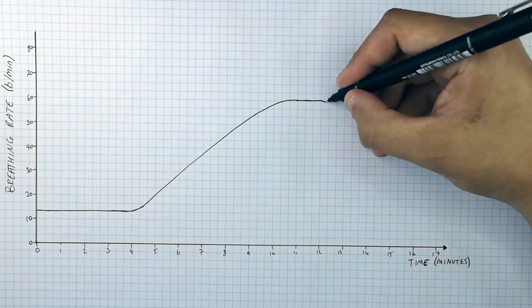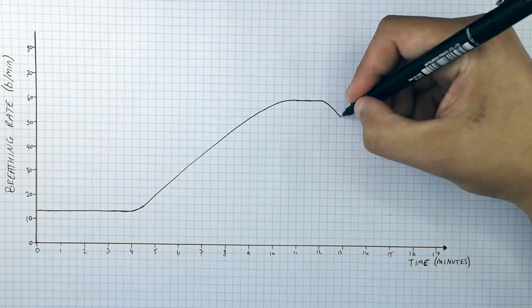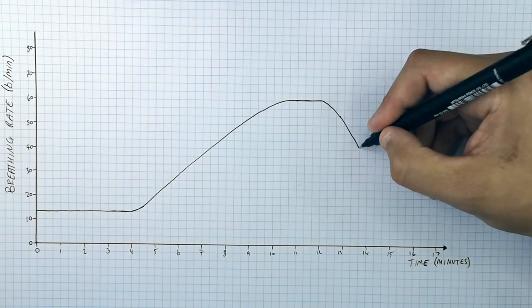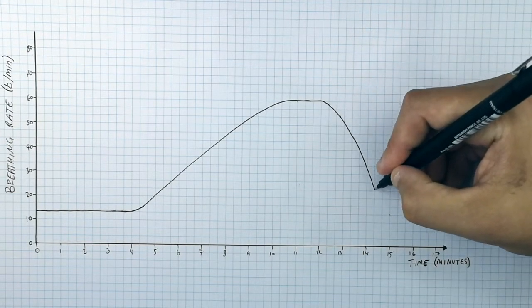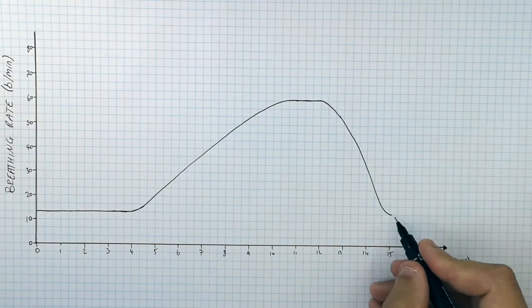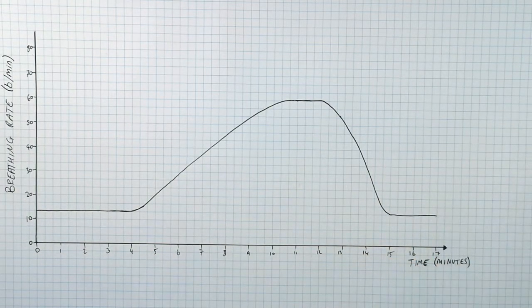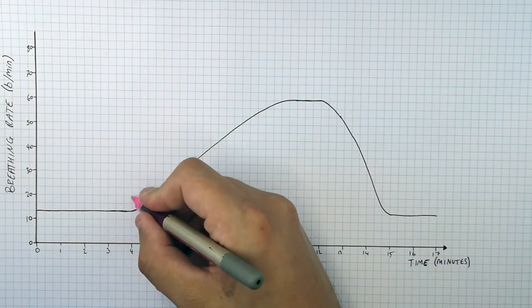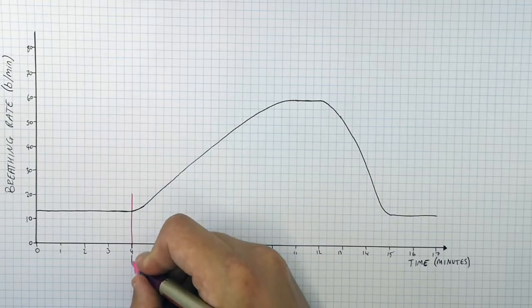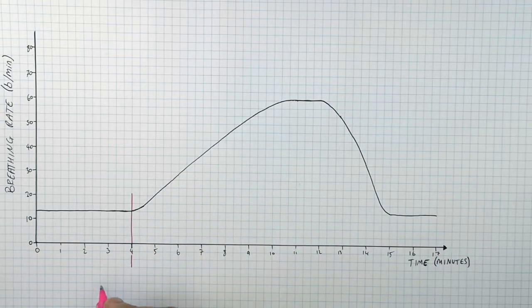At 12 minutes, the breathing rate begins to decrease, but it does not decrease instantly. The breathing rate returns to normal at 15 minutes, so it takes 3 minutes for the breathing rate to return back to normal. So at 4 minutes, exercise starts, and we can see that because the breathing rate begins to increase.